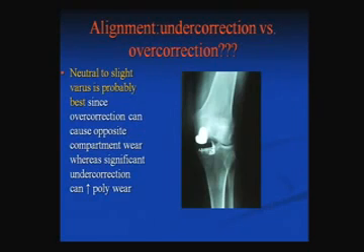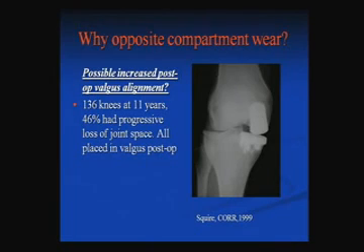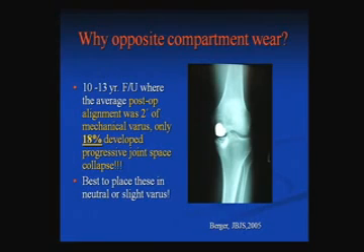And what about component malalignment? Obviously, this is not well done. This is a little bit overcorrected, a little bit too much valgus. Significant overcorrection can increase poly wear. And if you look at this other study, 46% had progressive loss of joint space. All those patients were placed in valgus post-op. In a 10 to 13-year follow-up where the average post-op alignment was only 2 degrees of mechanical varus, however, only 18% developed progressive joint space collapse.